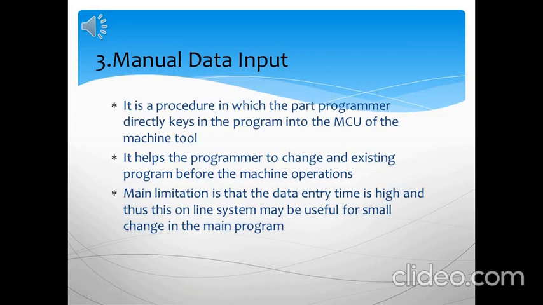The third type is manual data input. It is a procedure in which the part programmer directly keys in the program into the machine control unit of the machine tool. It helps the programmer to change an existing program before the machining operations. The main limitation is that the data entry time is high, and thus this online system may be useful for small changes in the main program.